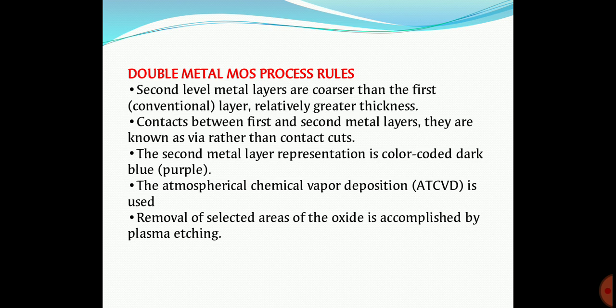The oxide layer is deposited by atmospheric chemical vapor deposition between the first layer and the second layer of the metal. Depending upon the process, removal of selected areas of the oxide is accomplished by plasma etching.